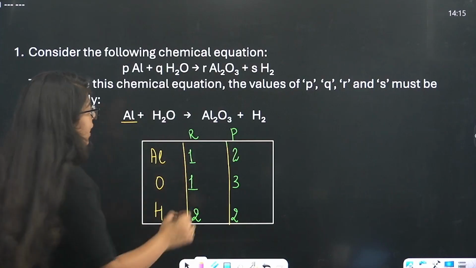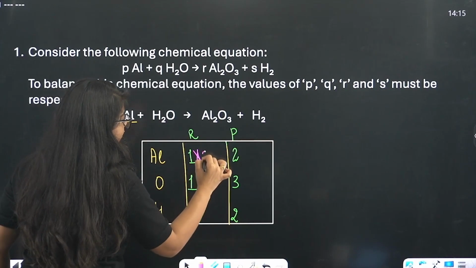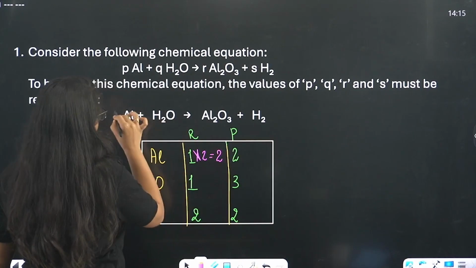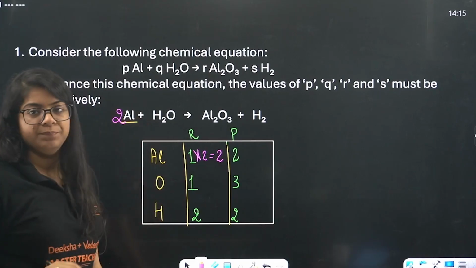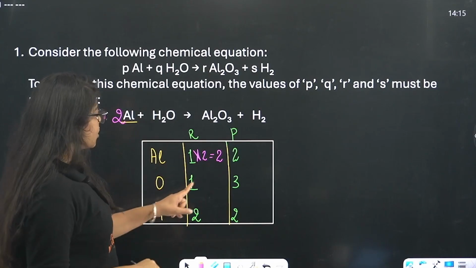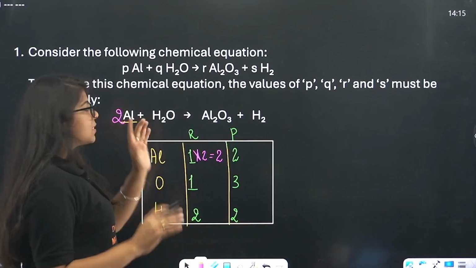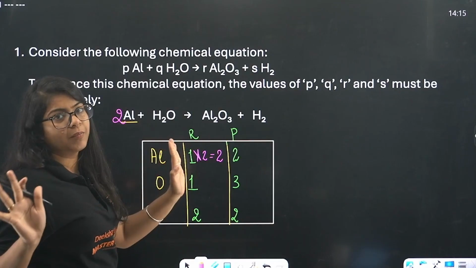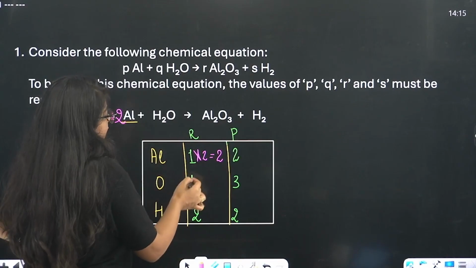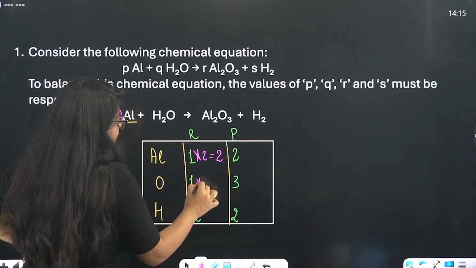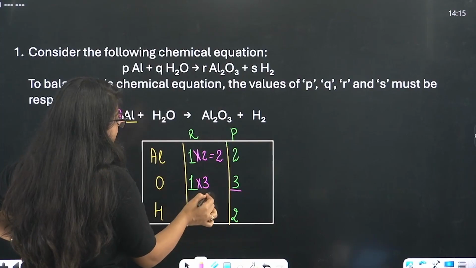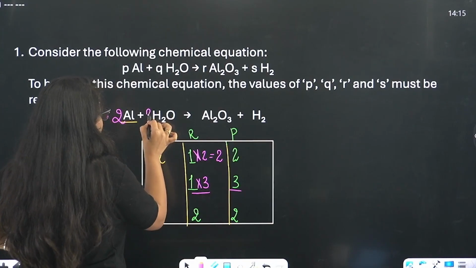Aluminium is 1 on one side and 2 on the other. So, I'll just have to multiply this with 2 and I will have a balanced aluminium. Done. Then oxygen, and in balancing this, I didn't unbalance anything else. Then what will I do? I will multiply this oxygen with 3. So, 3 oxygen here, 3 oxygen here. So, I will multiply this with 3.